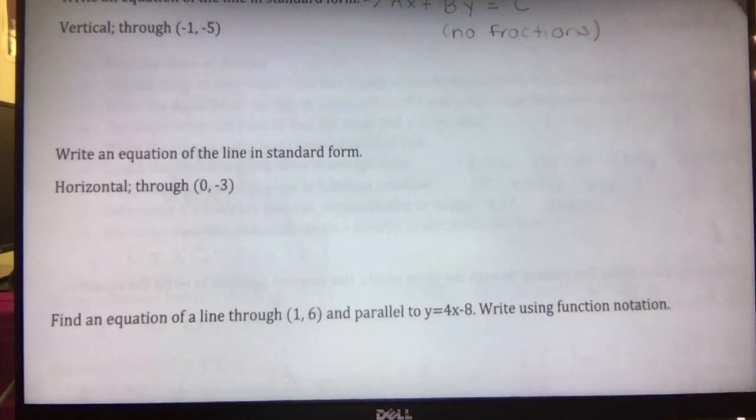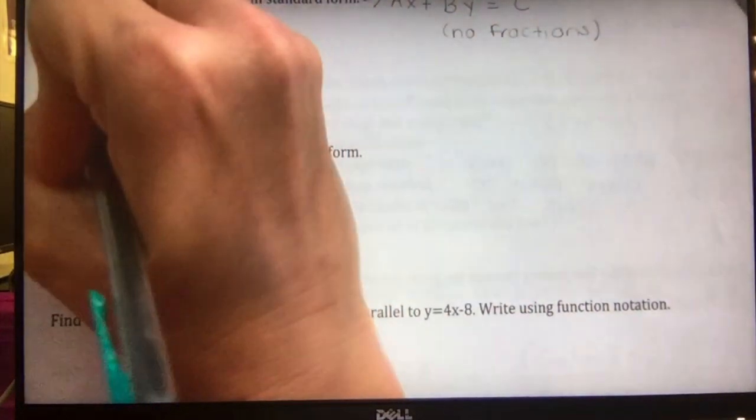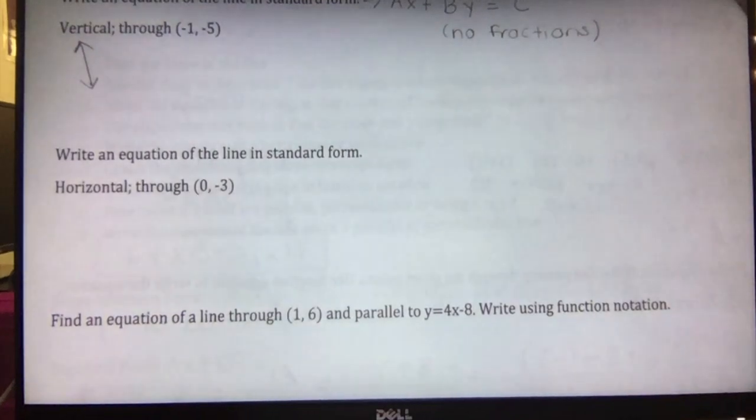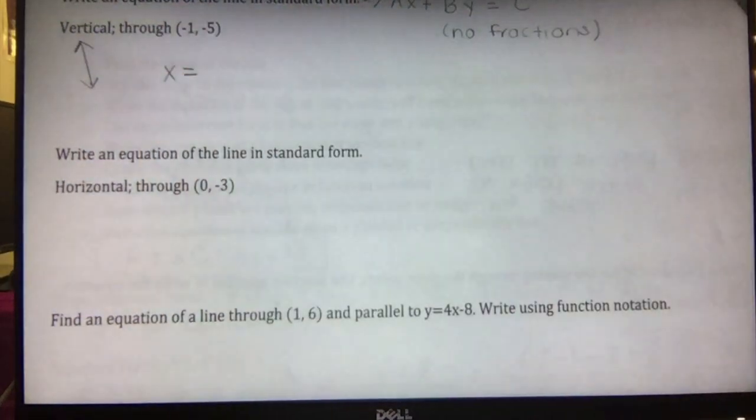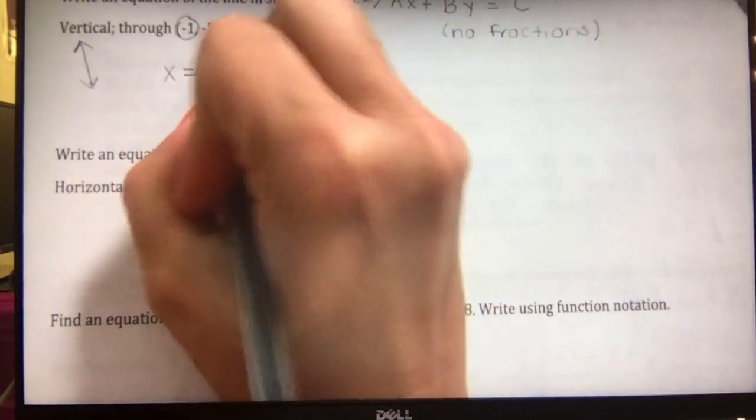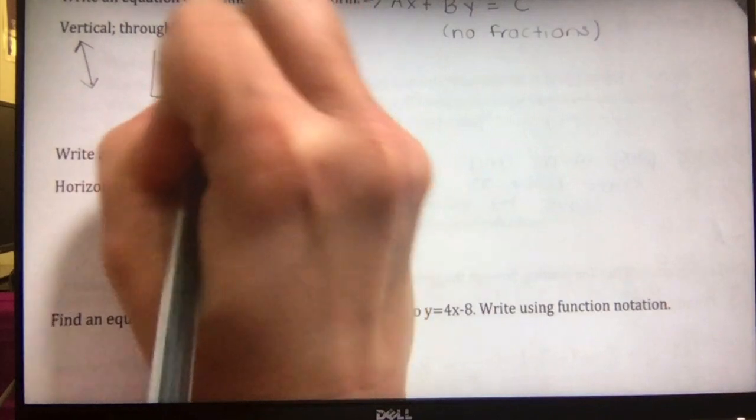It asks us, this line is vertical, so up and down, through the point -1, -5. If we have a vertical line, that equation is going to be x equals. The way that I think about it is our x-axis is horizontal, so x equals is the opposite, it's vertical. The y-axis is vertical, y equals is the opposite, it's horizontal. So in this case, x equals -1. Boom, we're done.